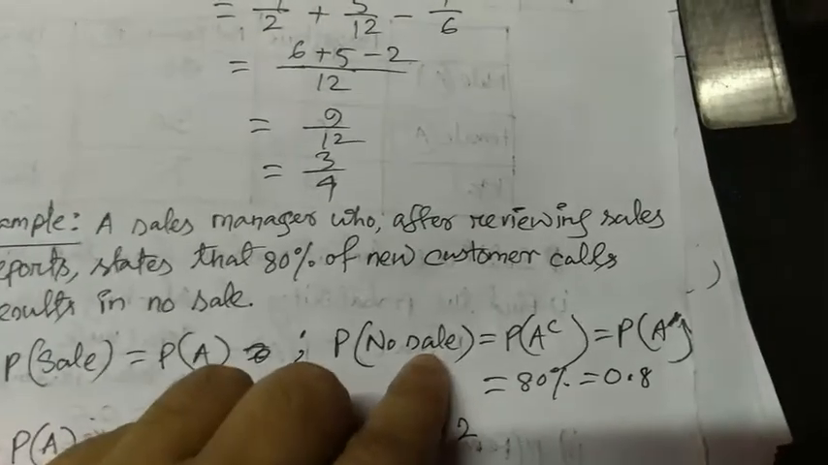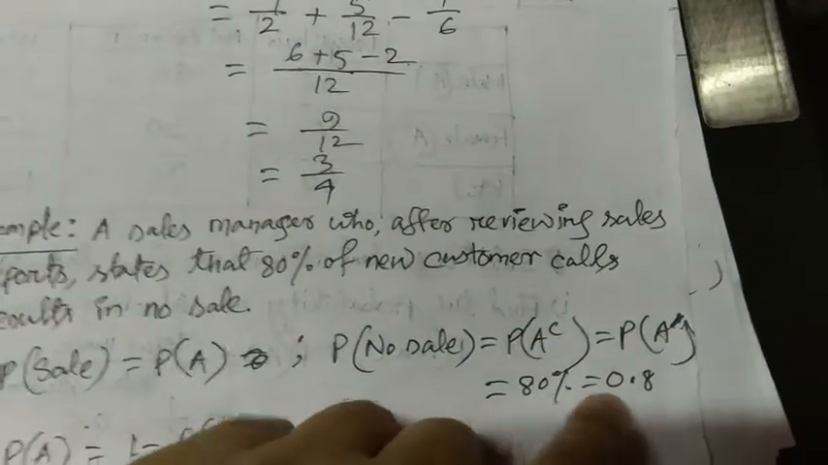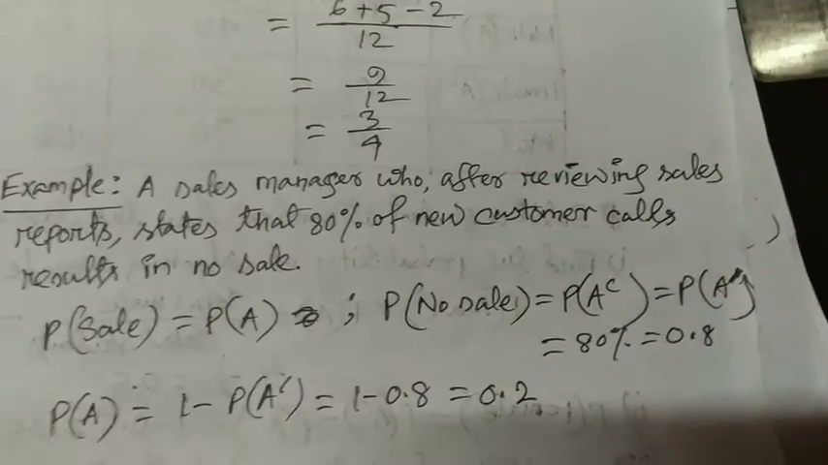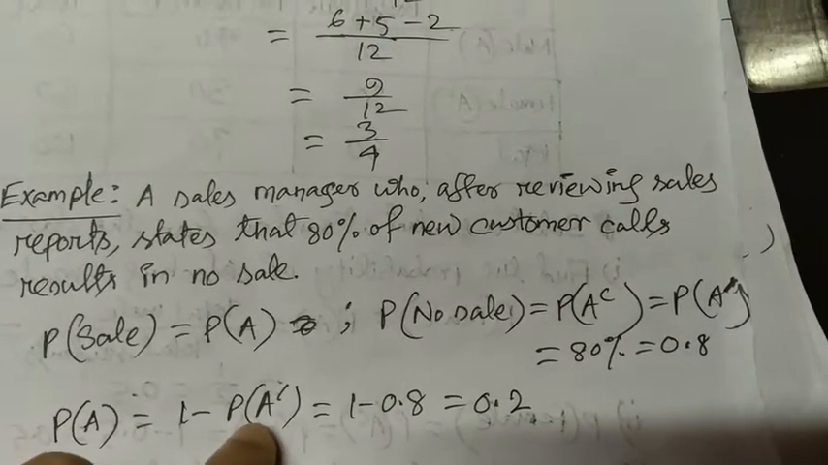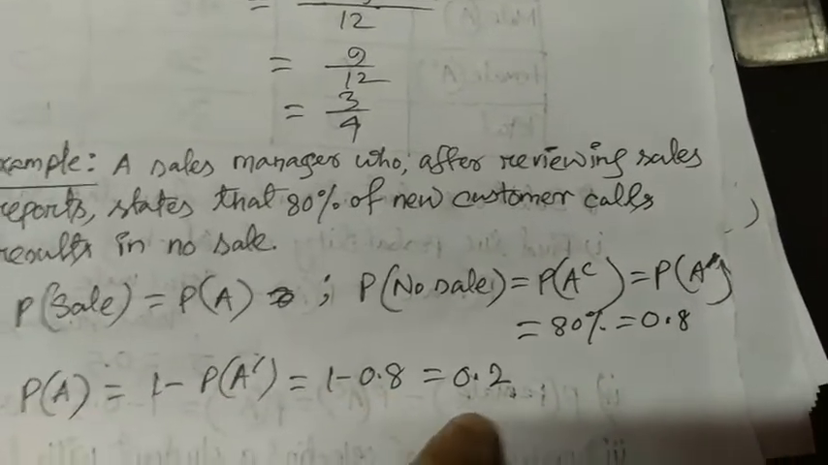As you can see, the probability of no sale is 80%, that means 0.8. So obviously the probability of A will be the remainder. You know that the total probability is always 1. So the probability of A will be 1 minus the probability of A prime. That means, 1 minus 0.8, which is 0.2.